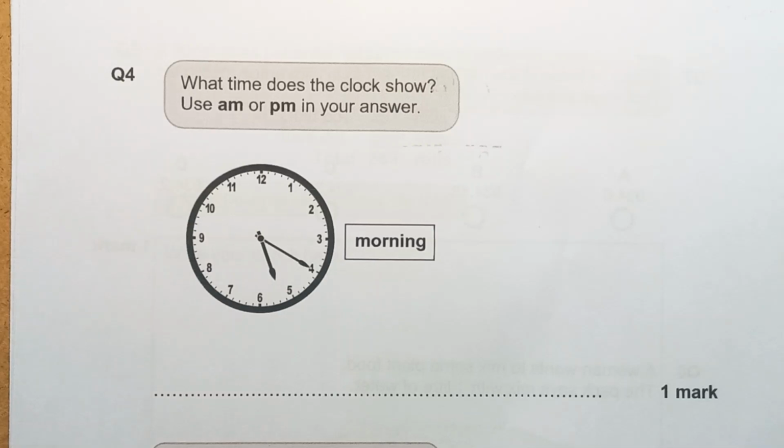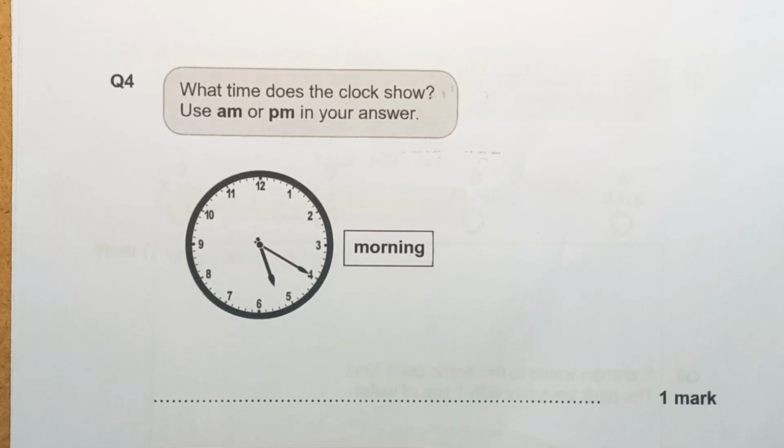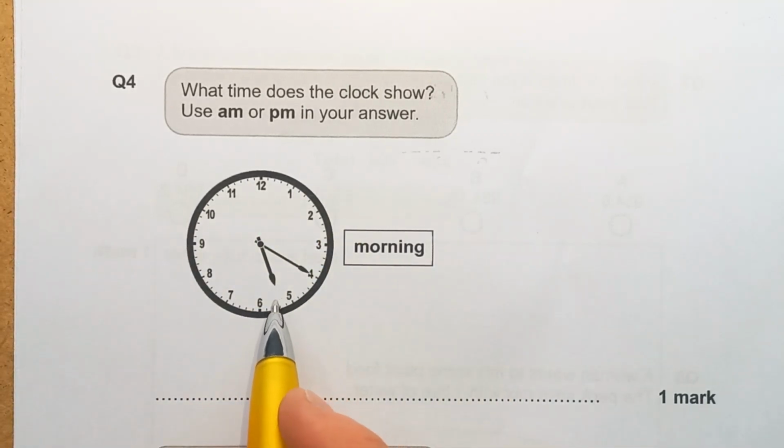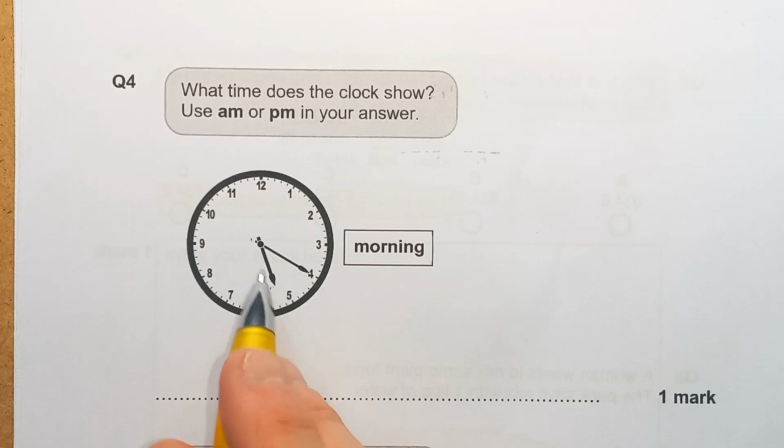On to question 4. What time does the clock show? Use AM or PM in your answer. Okay, well, we'll have a look at the clock face first. Let's look at the little hand because it's going to be the hour hand. So I'm going to do this as a digital clock.